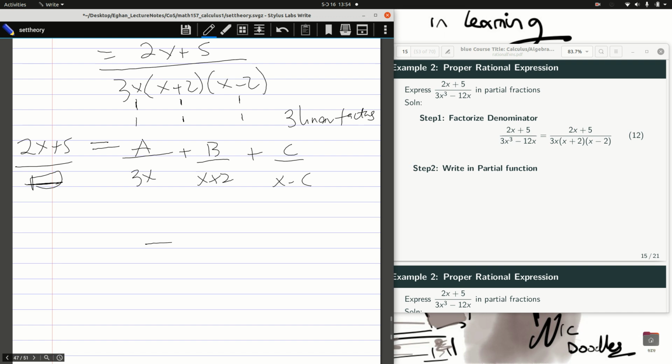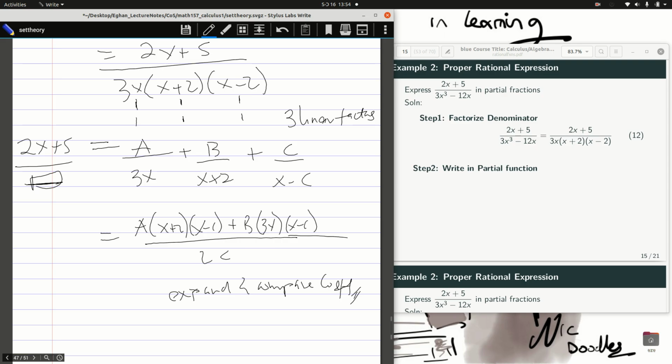From here you can find the LCM, you expand, and then you compare coefficients, just as I've done in the first example. What will be the LCM? You're just going to take all of it. So the upper part here, A takes (x + 2) and then (x - 2). B will take 3x and then (x - 2), and then C will take the last two, 3x(x + 2). You expand and then you compare it to just 2x + 5. Okay, that is it for this example. You can continue in your jotter.